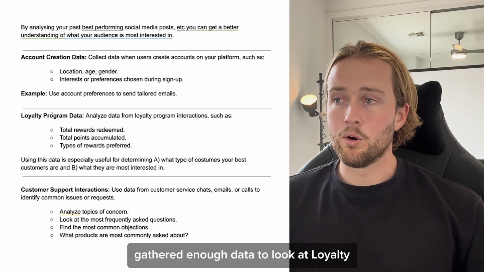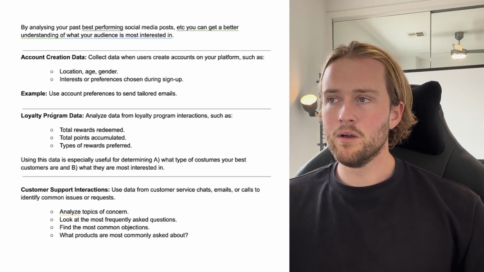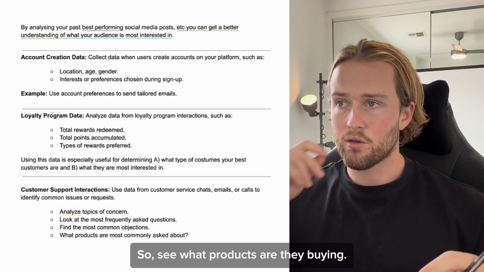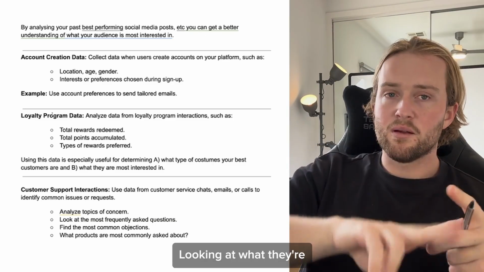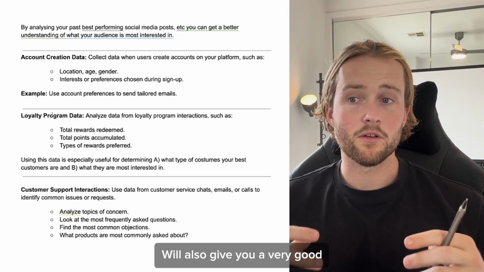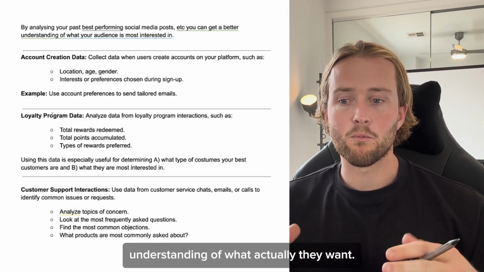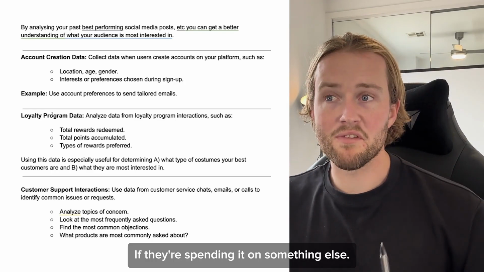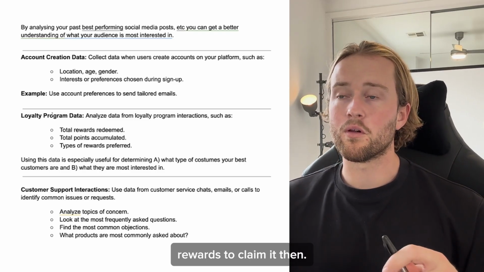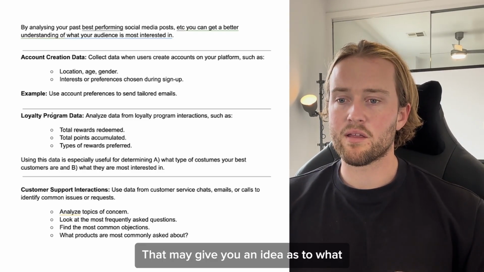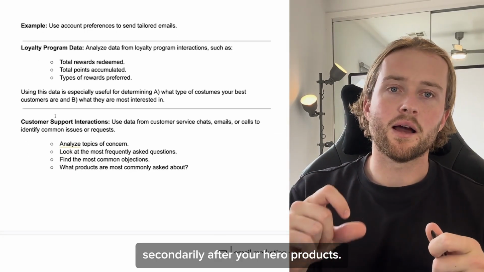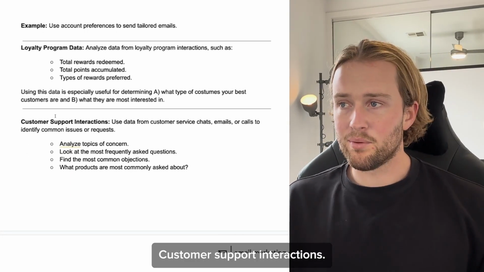Loyalty program data. This one's especially useful as these are normally your most loyal or most valuable customers. So you see what products they're buying, and looking at what they're doing with their rewards, so are they actually claiming their rewards, what they're spending it on, will also give you a very good understanding of what they actually want. If it's not just more of the same thing, if they're spending it on something else in your store but not buying it, using your loyalty rewards to claim it, then that may give you an idea as to what to upsell these people, or what other products you should be focusing on secondarily after your hero products.